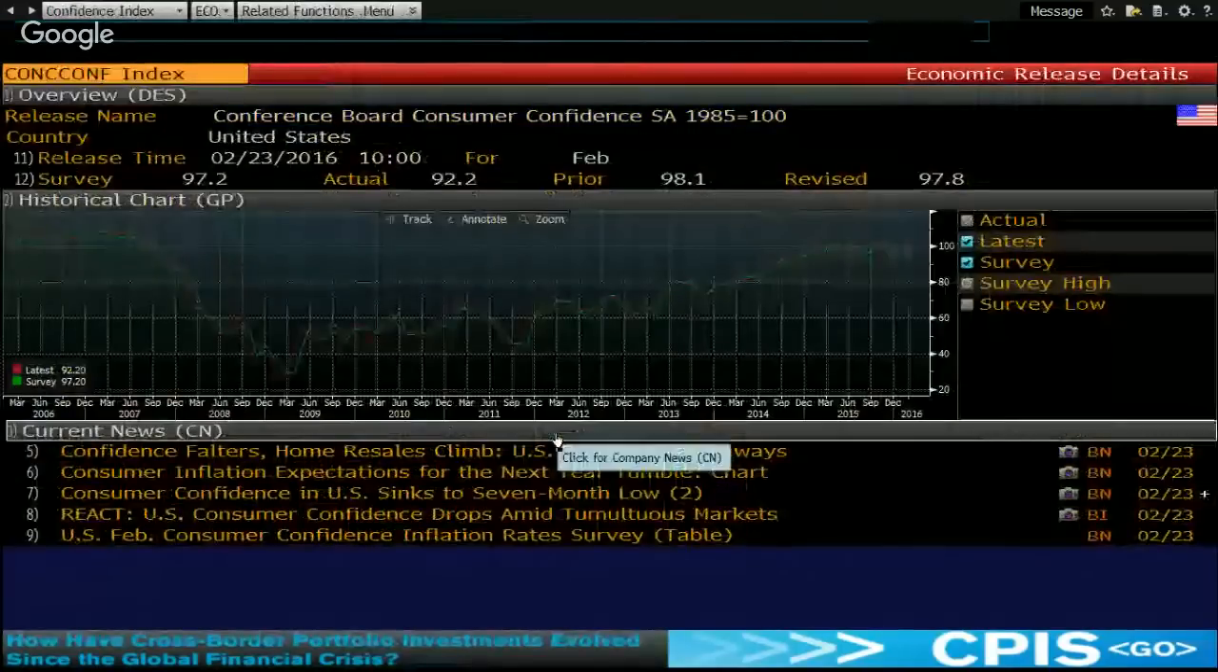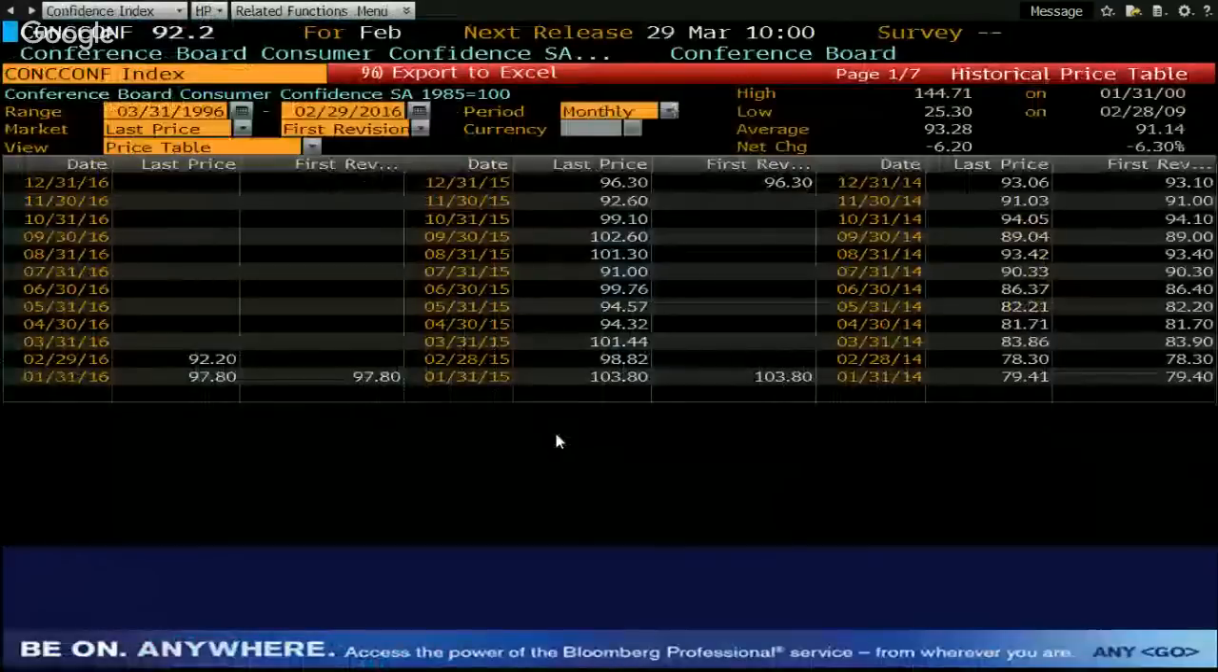Okay. So the consumer confidence index from the Conference Board actually nosedived in the month of February. This was the lowest confidence reading that we've seen since November 2014. And so how does the tally come up now? Let me just write down lowest since.